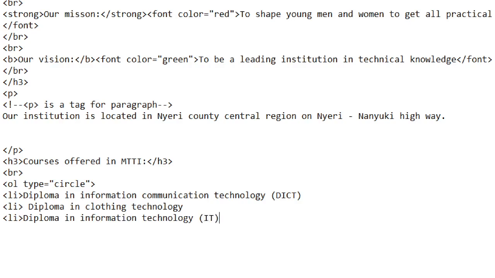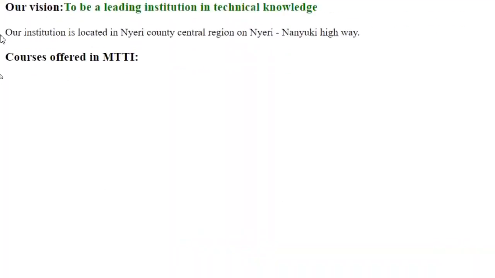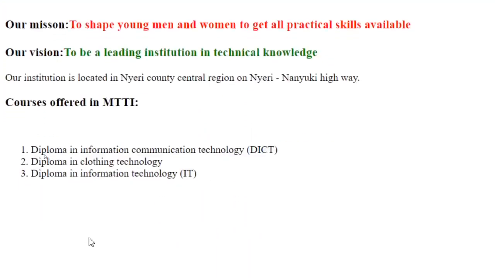That way. Therefore, after now having this, we can save with Control S. You can just go now to our browser and see what we have. Then you just go to your browser and refresh. Now see what we have. Therefore, our courses have been listed. Courses offered: diploma in this, diploma in the other one.